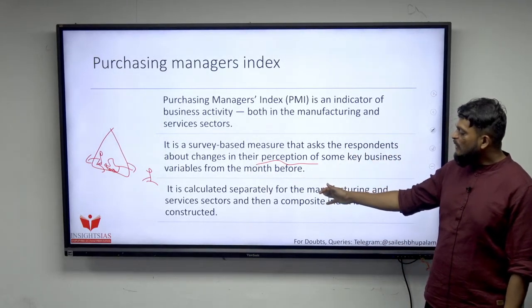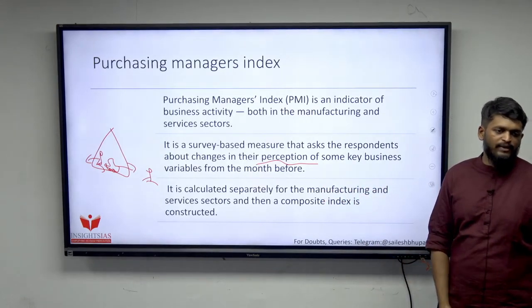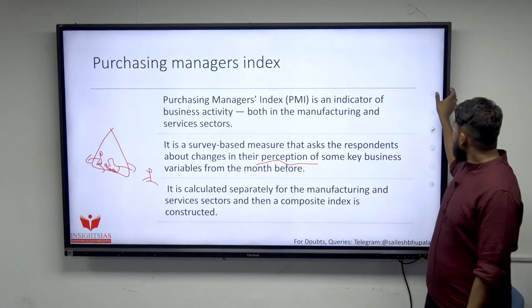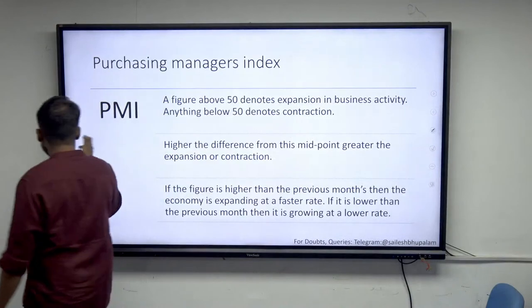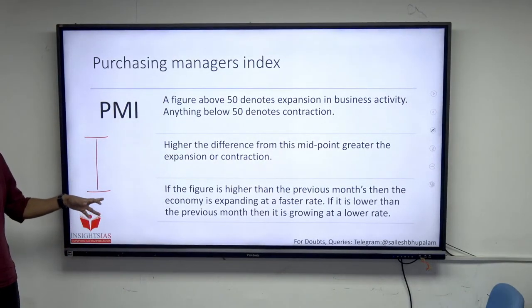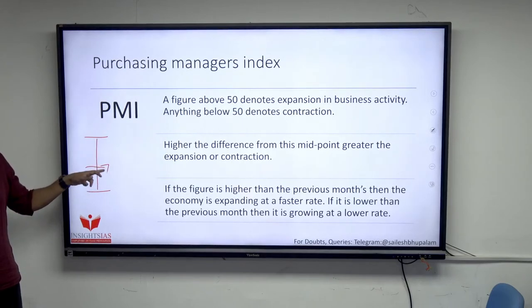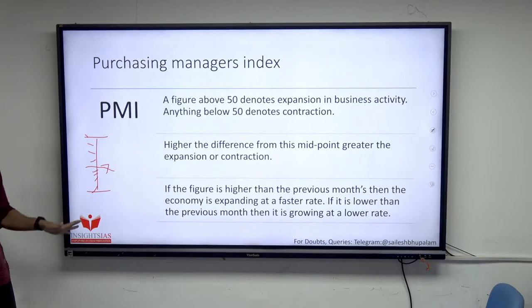So it is calculated separately for the manufacturing and services sectors, then a composite index of both of them is created. How do they represent this? It is similar to the pH scale. Anybody knows how acidity is represented? Acid or base? 7 is neutral, more than 7 is basic, less than 7 is acidic, 7 to 6 is 10 times more acidic, 6 to 5 is 10 times more acidic. This is how the scale works.